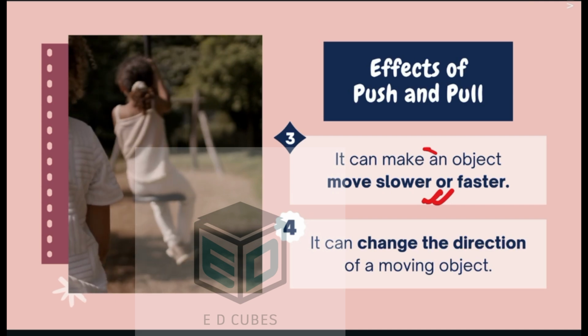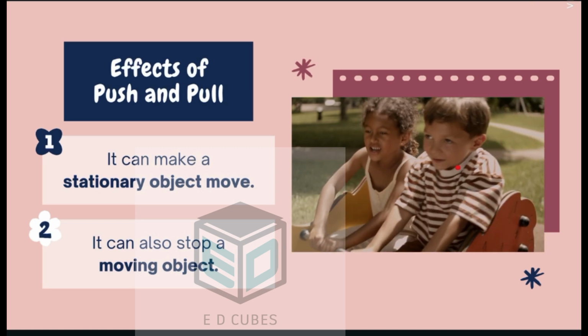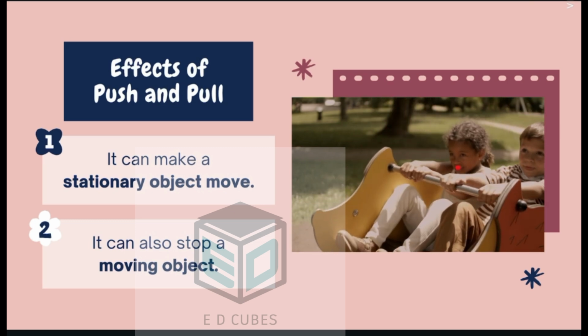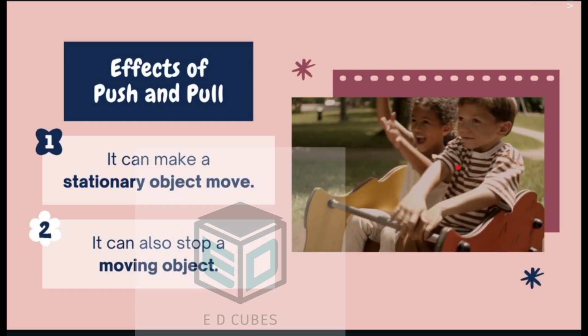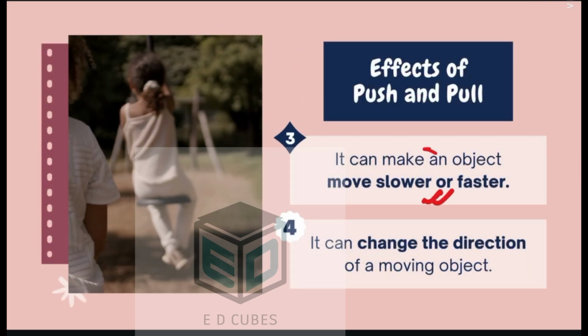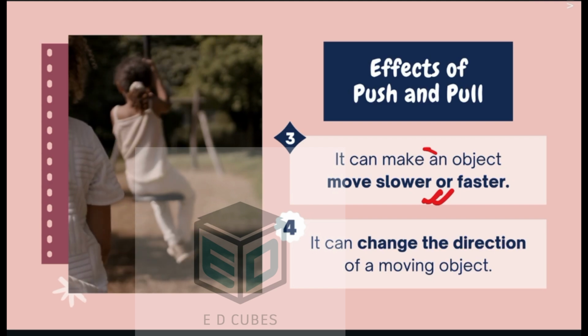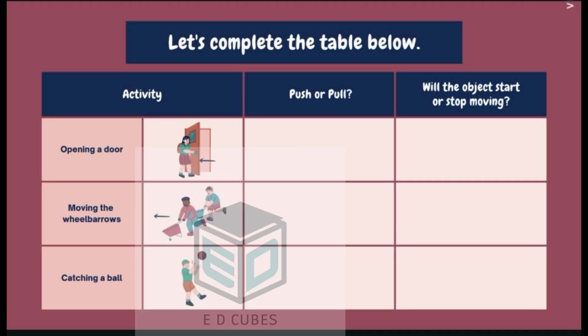Got it? So what are the various effects of force we got to know? It can make a stationary object move. It can also stop the moving object. It can also make an object move slower or faster. It can also change the direction of the moving object. Now, let us complete the table.